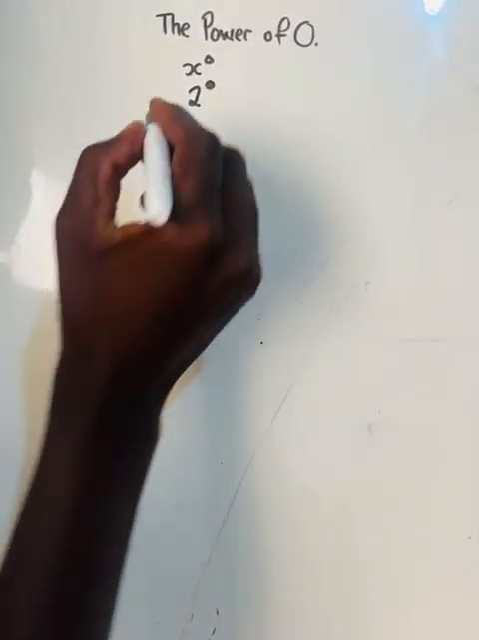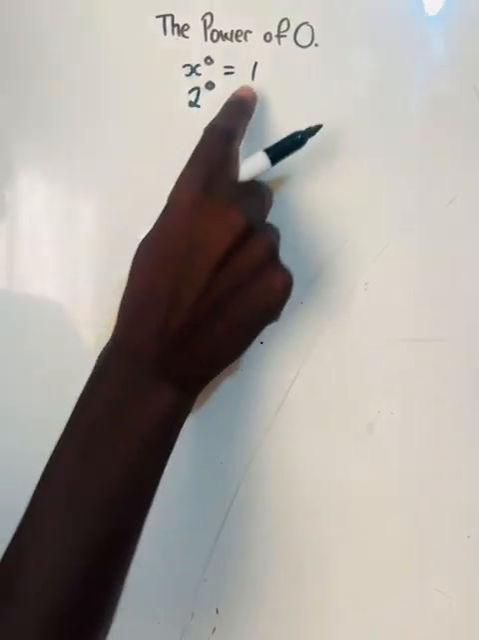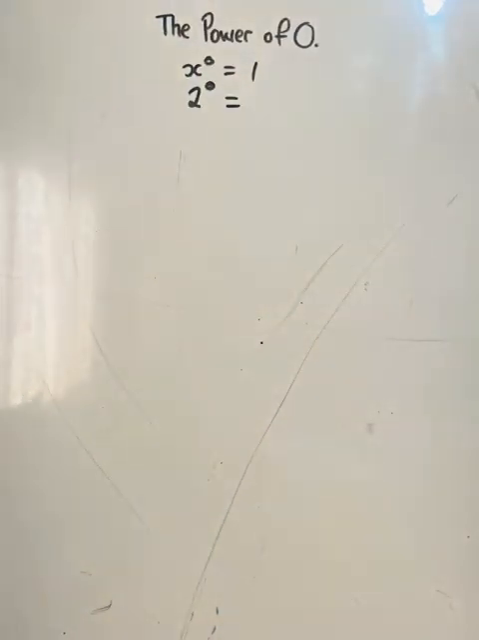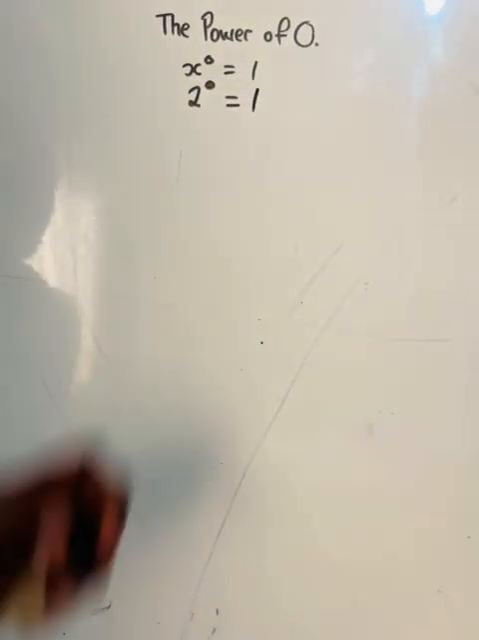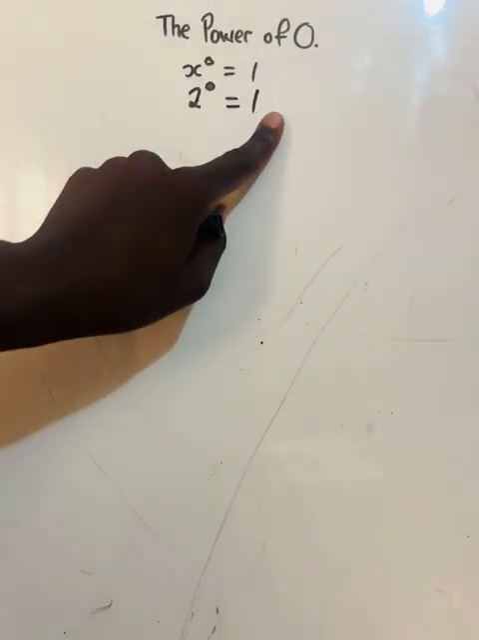Anything to the power of 0, your answer will be equal to 1. So if they say x to the power of 0, your answer is 1. If they say 2 to the power of 0, your answer also is equal to 1, right? However, there are certain situations whereby, when you are given anything to the power of 0, your answer won't be 1.